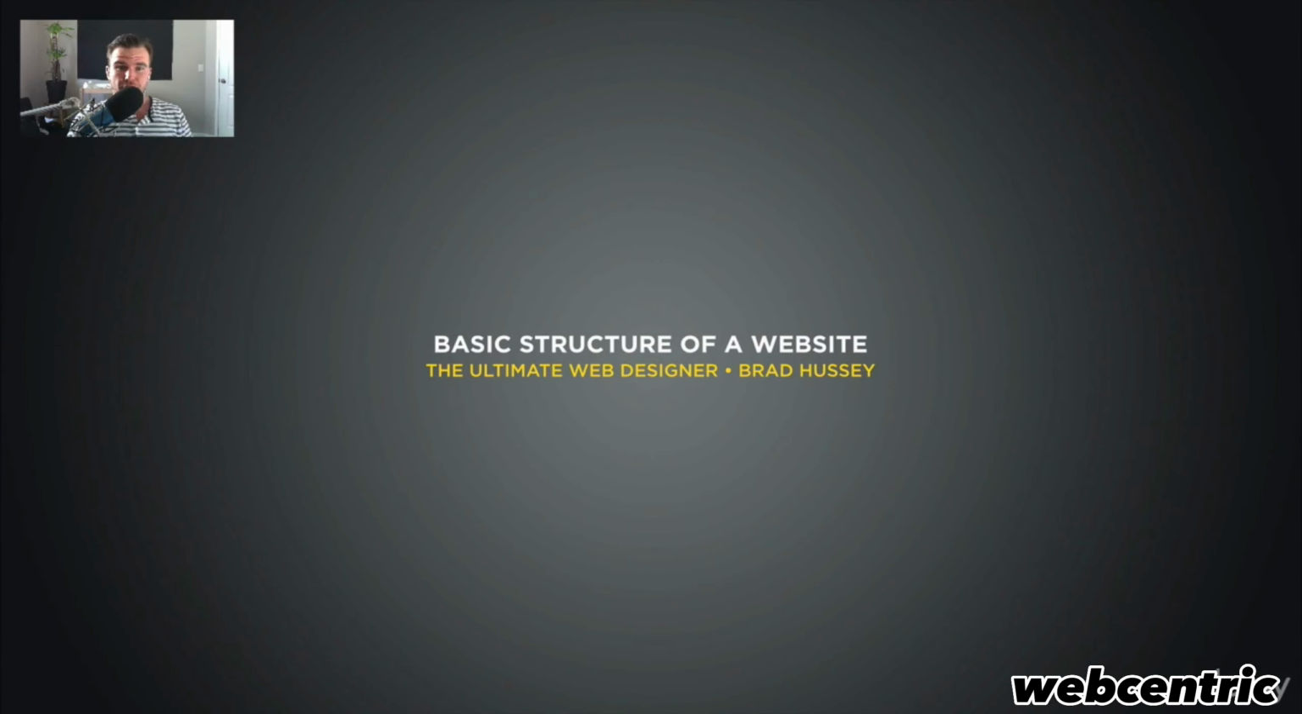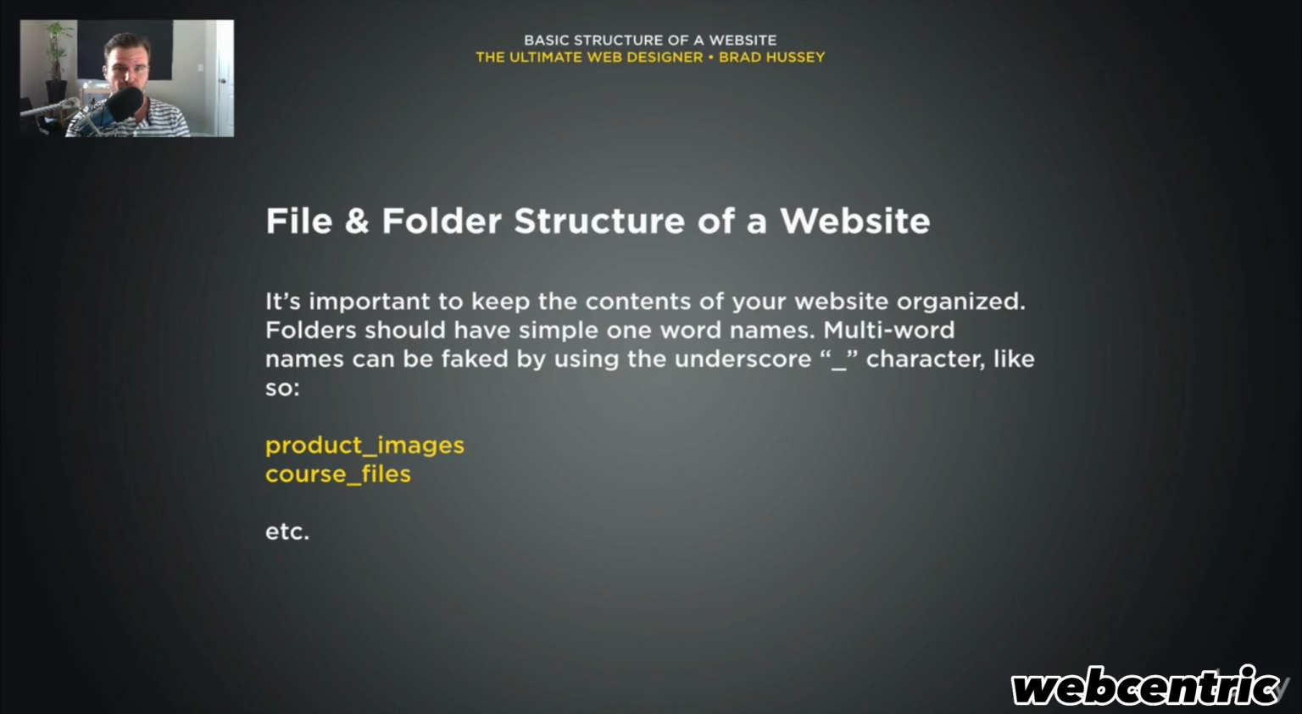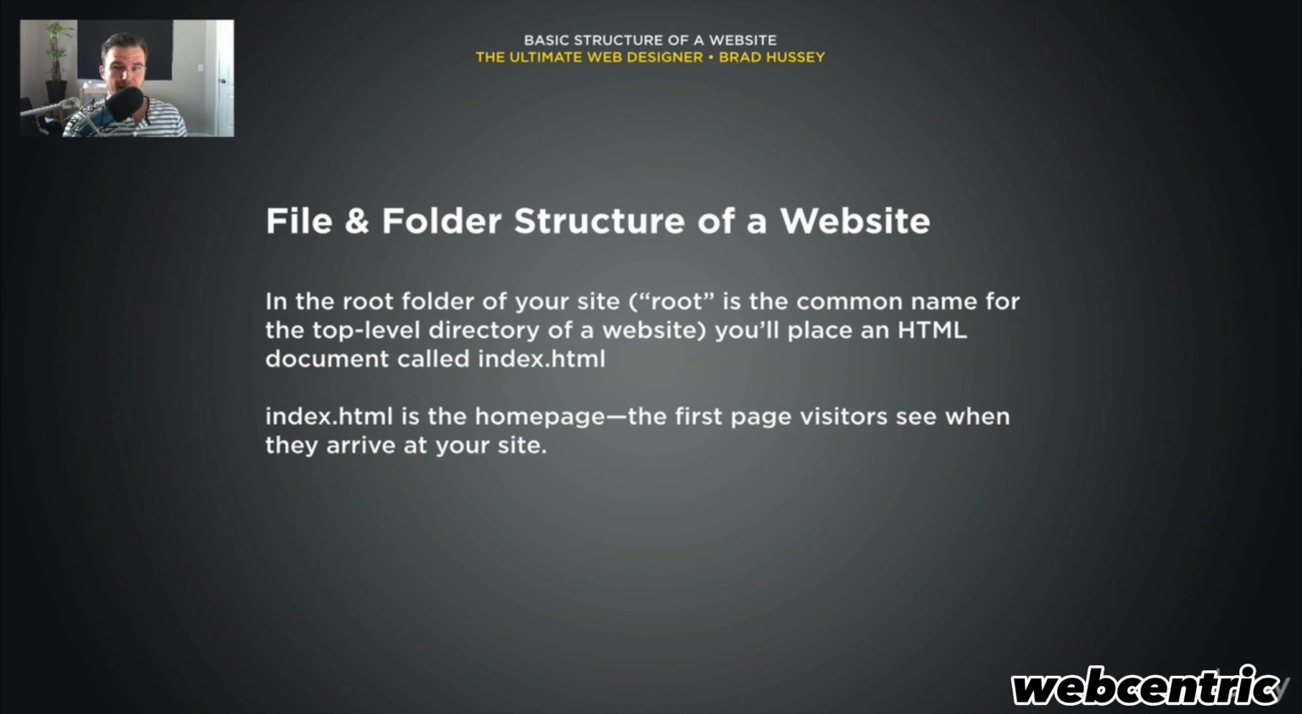The basic structure of a website. So first we're going to start with the file and folder structure. It's important to keep the contents of your website organized. Folders should have simple one-word names. Multi-word names can be faked by using the underscore character like so: product underscore images, course underscore files, rather than saying product space images like you would just writing in English. In the root folder of your site, root is the common name for the top-level directory of a website, you'll place an HTML document called HTML.